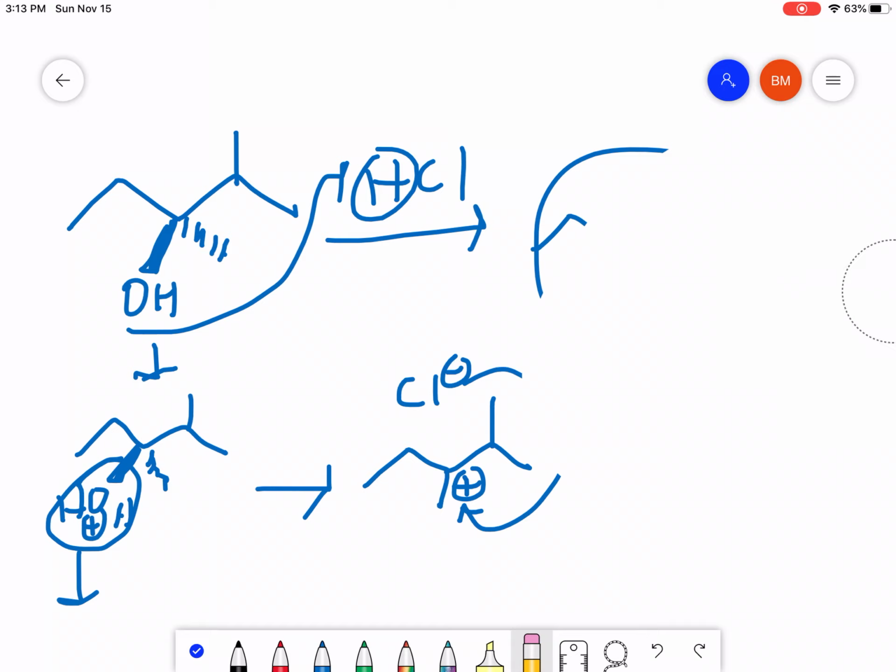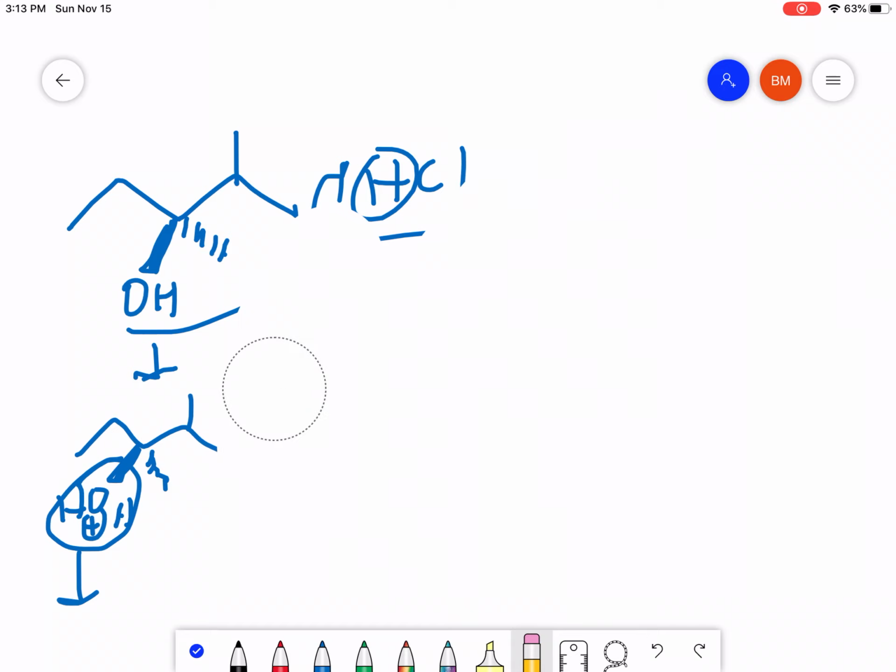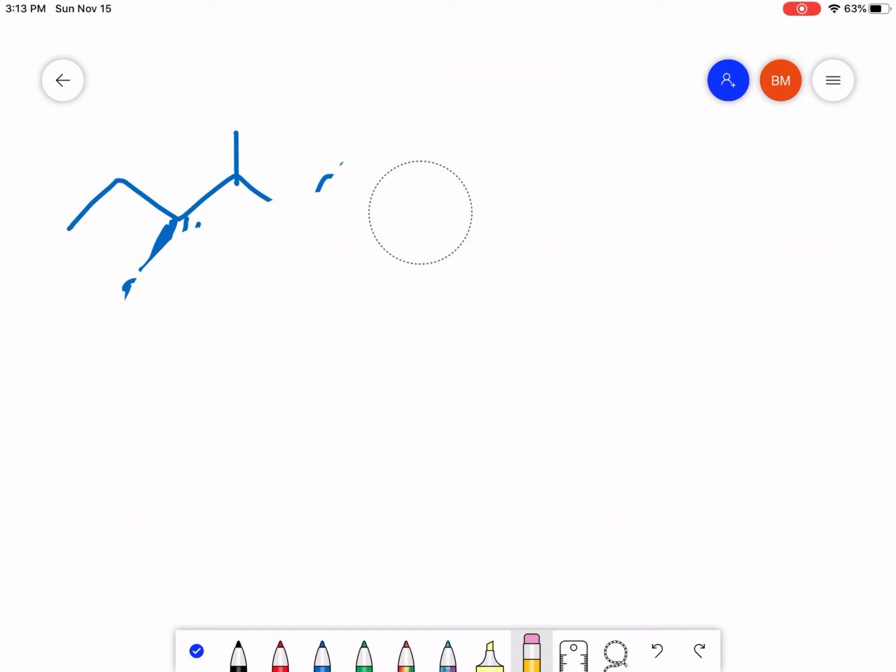Now the other thing that can complicate things, of course, and you probably are predicting this based off of what we just went over, we can always have the dreaded carbocation rearrangement as well. All right, so don't forget to look for that.